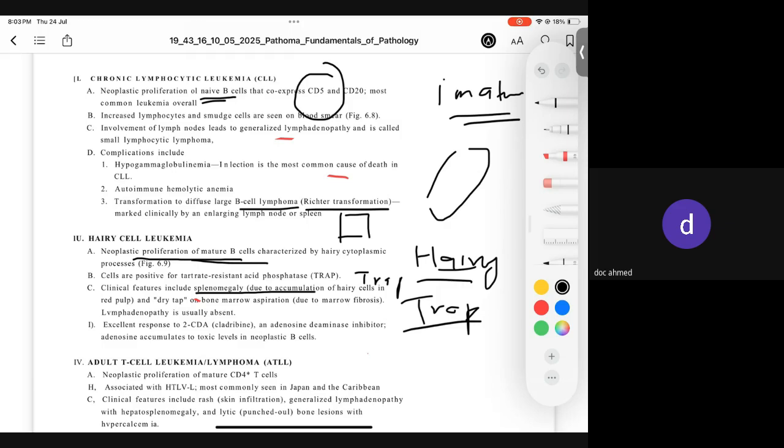What's your diagnosis? Hairy cell leukemia. Okay, is it clear? So we discussed neoplastic mature B cells. They're hairy. They're TRAP positive, tartrate resistant acid phosphatase. Hairy cells are trapped within the spleen, so the spleen gets enlarged. Hairy cells are trapped within the bone marrow, so we are going to have fibrosis of the bone marrow, dry tap. What's the treatment option?